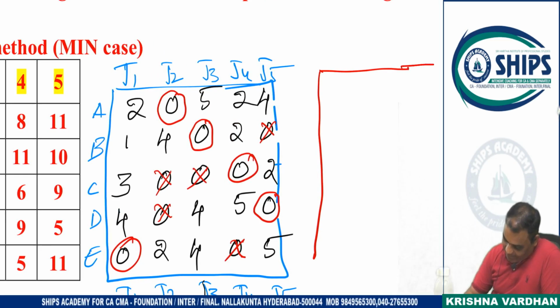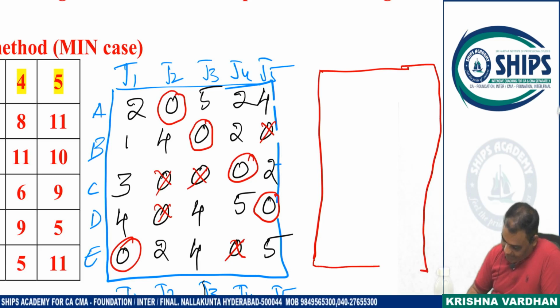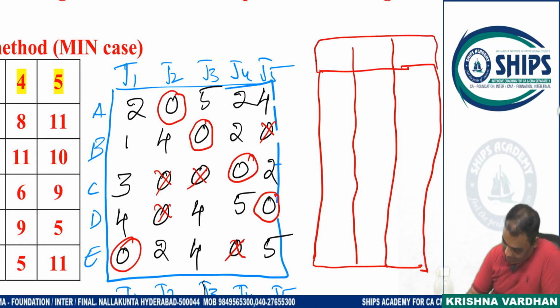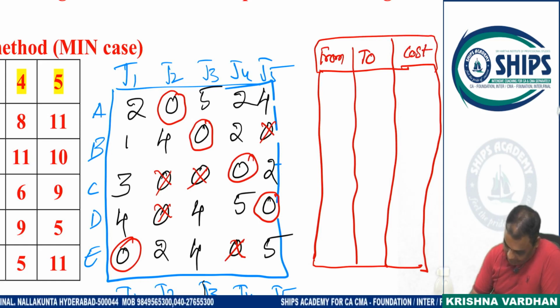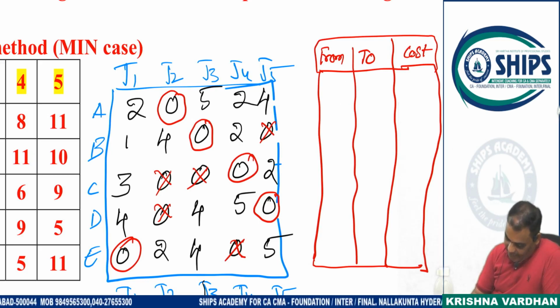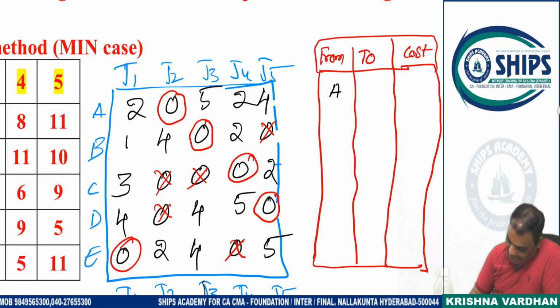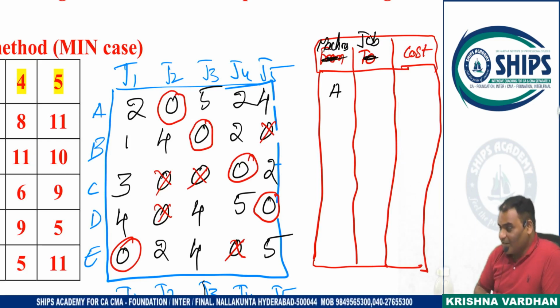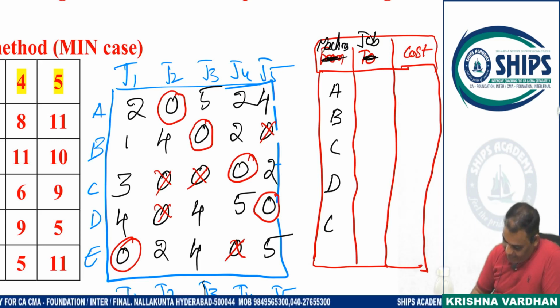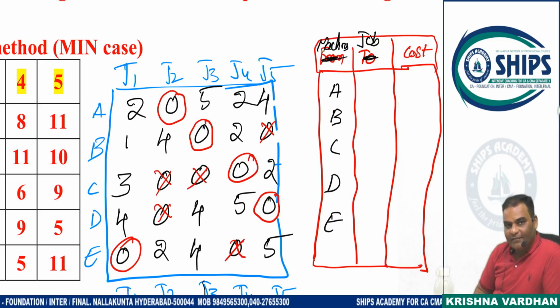Just make 3 columns like this. From, to, cost. Instead of from and to, since we are talking about machines and jobs, you write that only. Machines, jobs and cost. Okay. So, what are the machines? A, B, C, D and E. Right?